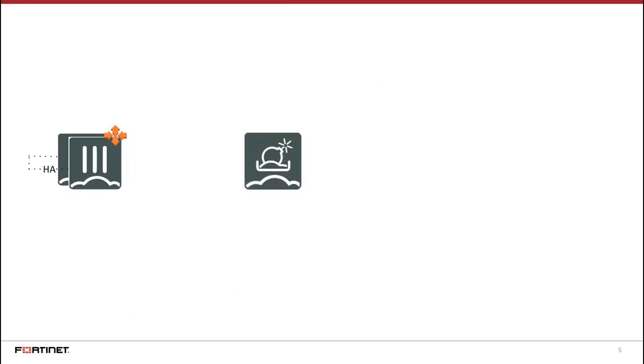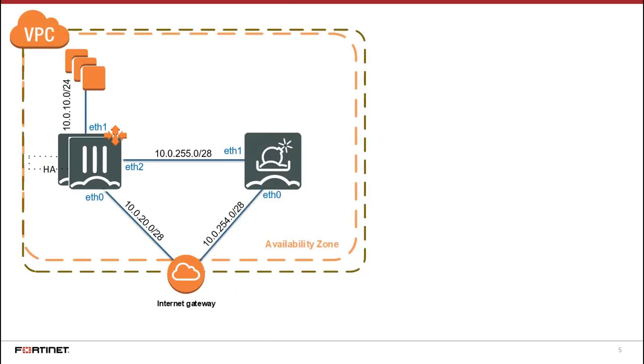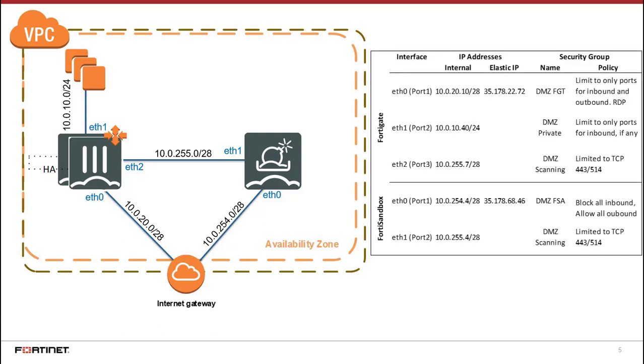In our scenario, we will install the FortiSandbox alongside FortiGate in a single VPC. The FortiSandbox doesn't necessarily need to exist in the same VPC or even AWS. Our simple demonstration could be a security DMZ as an example. The table to the right lists the subnets and security groups used in our sample.